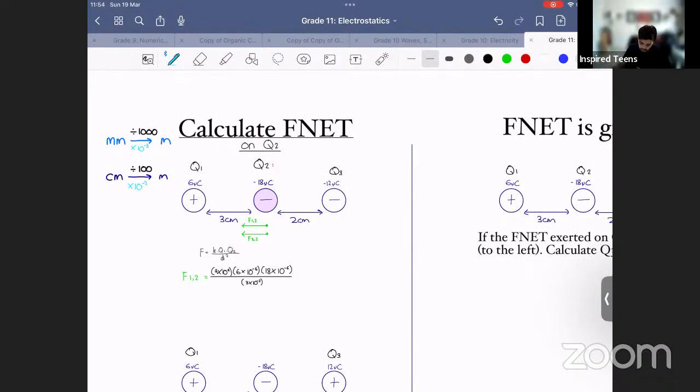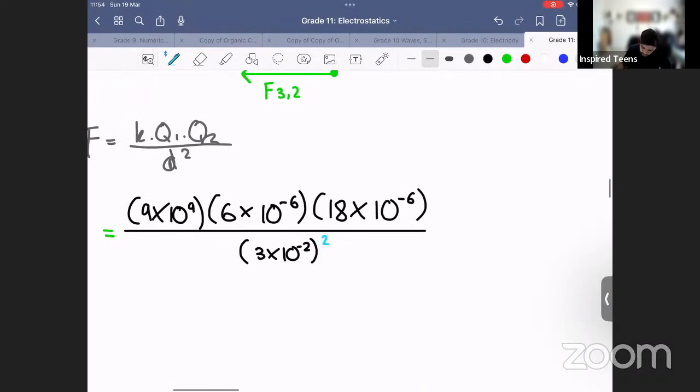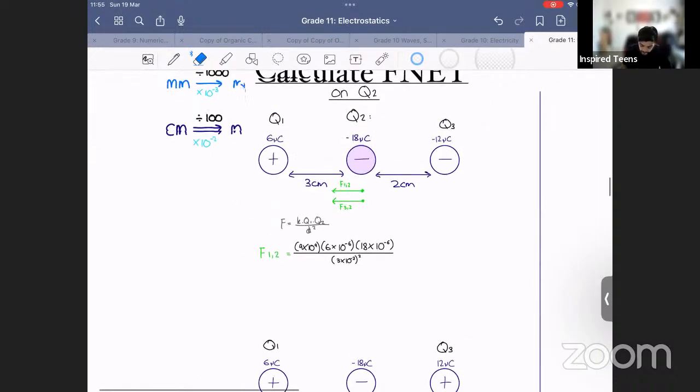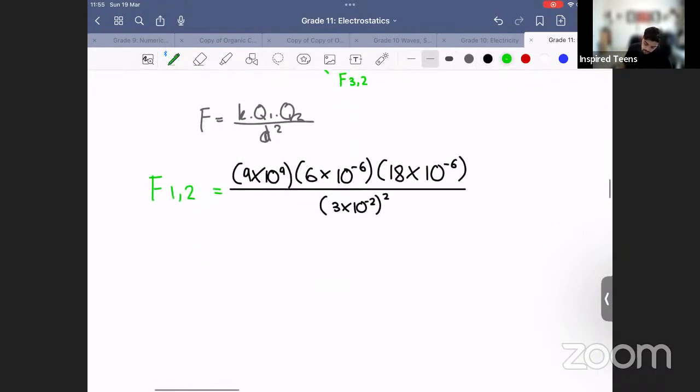Okay. So yes, you can do that. And don't forget to square it. Alternatively, you could even just divide it by 100 and then substitute 0.03. I prefer scientific notation, so I'm going to be following that way. But you do whatever you need to do to convert it to meters. So then when we do this calculation, we get the force that 1 exerts on 2 as 1080, correct. So for now, we're just calculating magnitude.